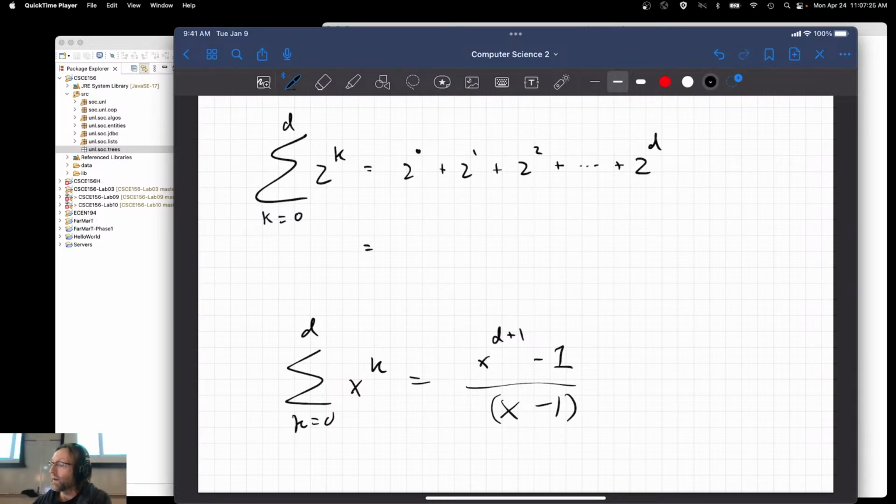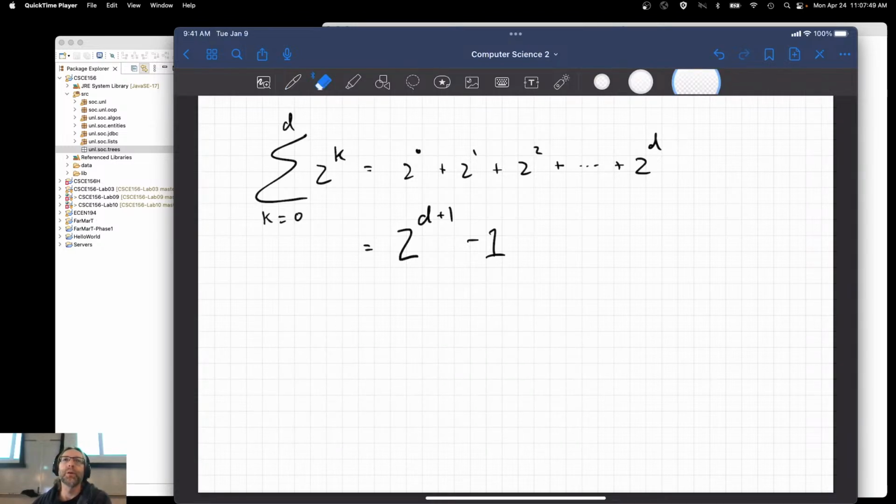Our x here is fixed though. What is our x? 2. So what happens when you plug 2 down here in the denominator? It goes away. 2 minus 1 is 1. What happens when you plug 2 up here? You get exactly what we're looking for here. 2 to the d plus 1 minus 1. And then the denominator goes away.